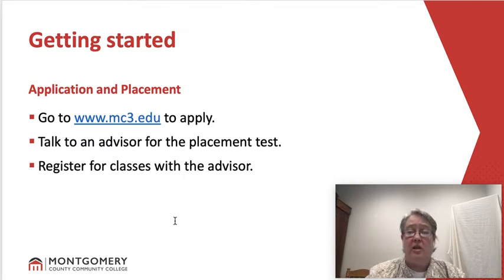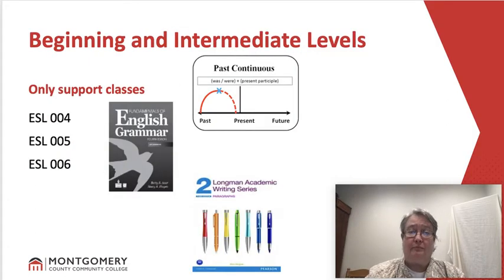Let's imagine that you've taken the placement test and you've tested into a beginning level class or an intermediate level class. That's great, we've got them. We've got 5 levels of ESL. So let's start at the beginning. Our beginning class is ESL 004. I don't know why it's a 4 instead of a 1, but it's nice, right? You're not starting at level 1, you're starting at level 4 already.